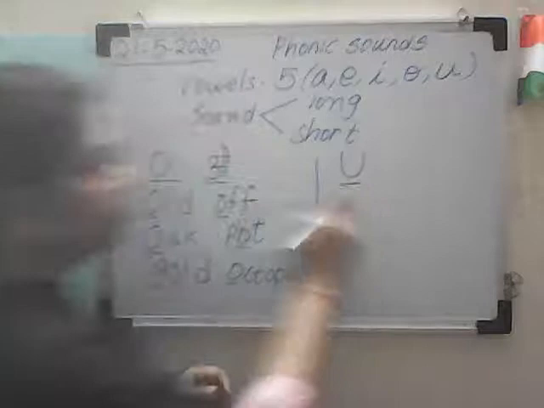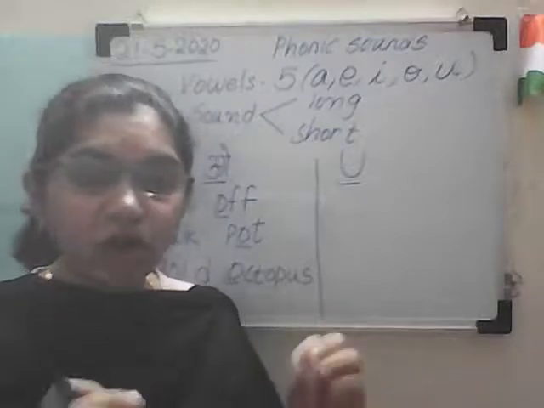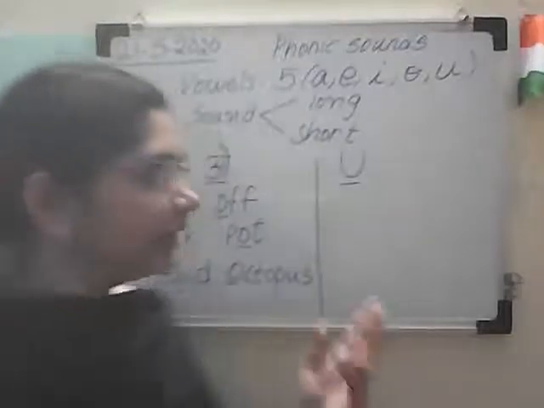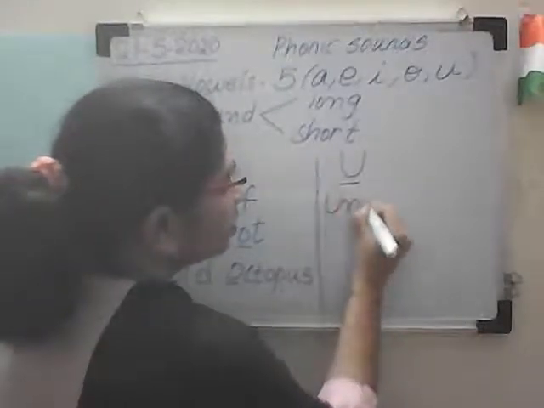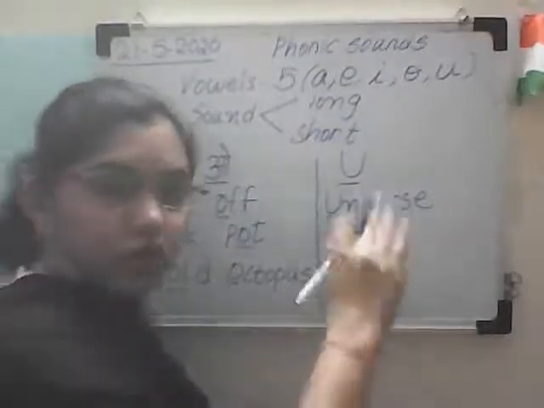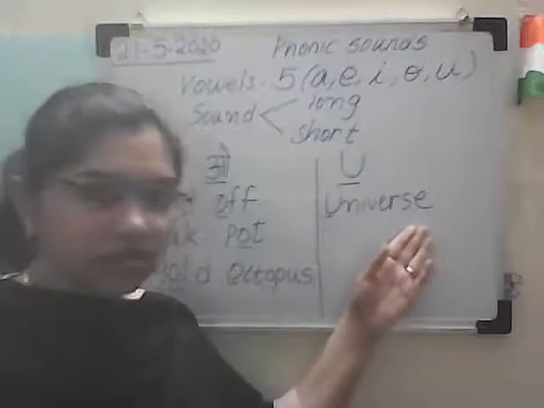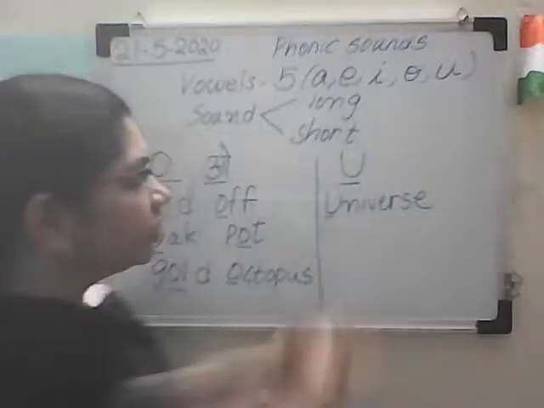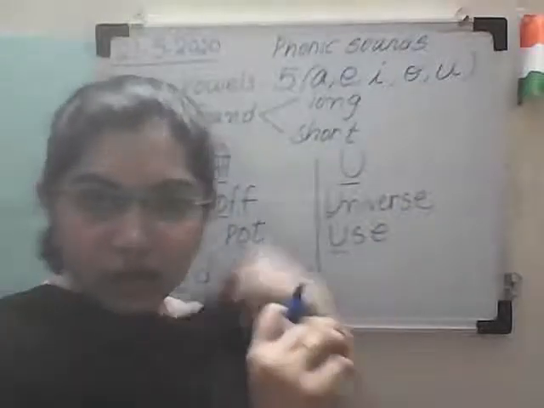Long vowel sound for U. The long vowel sound for U is U only. Like universe. What are you saying? Universe. Full universe, matlab pura Vishwa. Then use. Use me. Dustbin ke upar kya likha hota hai?